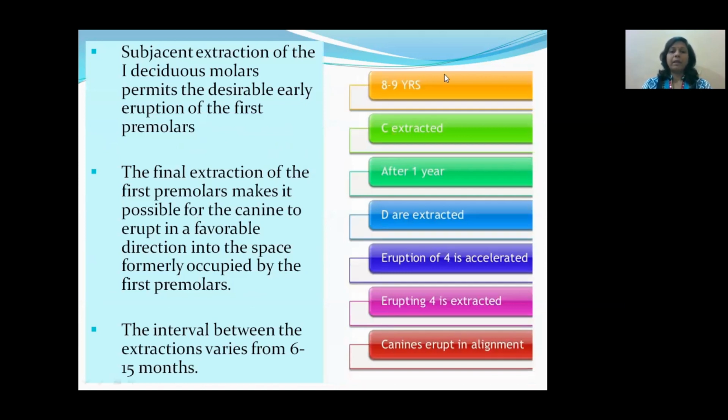Here, at 8 to 9 years of age, when C is extracted, it will lead to the alignment of the incisors. Thereafter, D, that is the primary molar, is extracted, which will facilitate or accelerate the eruption of the premolar. The final extraction of the first premolar makes it possible for the canine to erupt in a favorable direction into the space formerly occupied by the first premolar. In the third stage, when the first premolar eruption is accelerated and this first premolar is extracted, this will facilitate the canine to erupt in its proper place at the first premolar position. The interval between the extractions varies from 6 to 15 months.